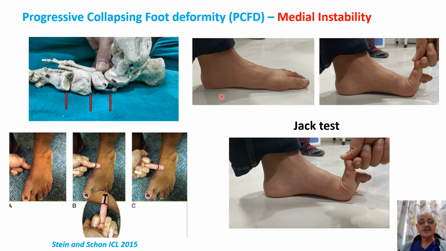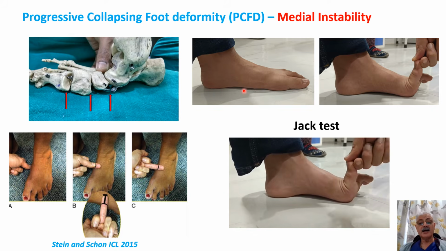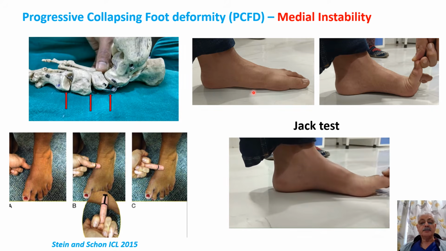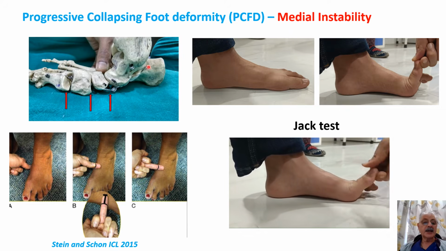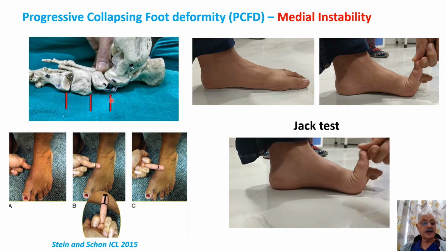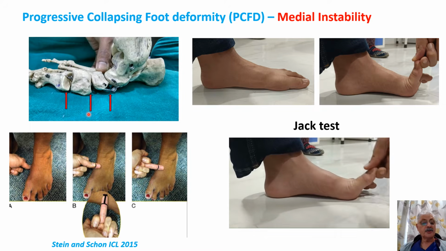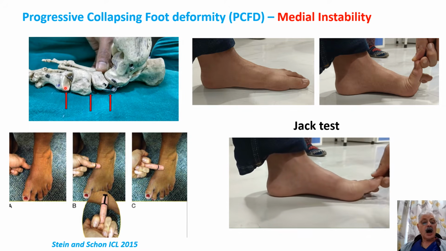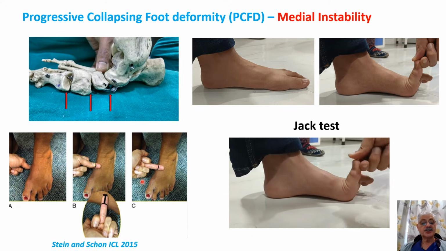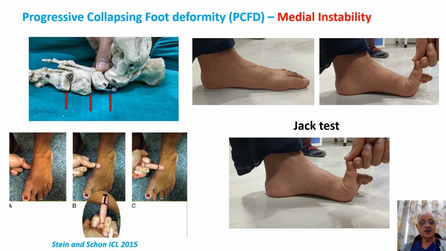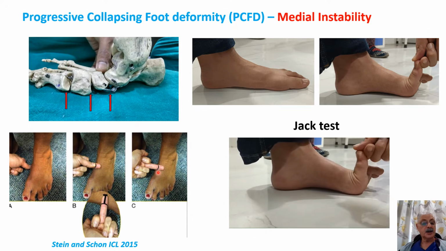The medial instability is reflected by a loss of the medial longitudinal arch, and this medial instability can occur at the level of the talonavicular joint, navicular cuneiform joint, or the first TMT joint. How much arch has collapsed can also be appreciated by inserting a finger just below the medial longitudinal arch.